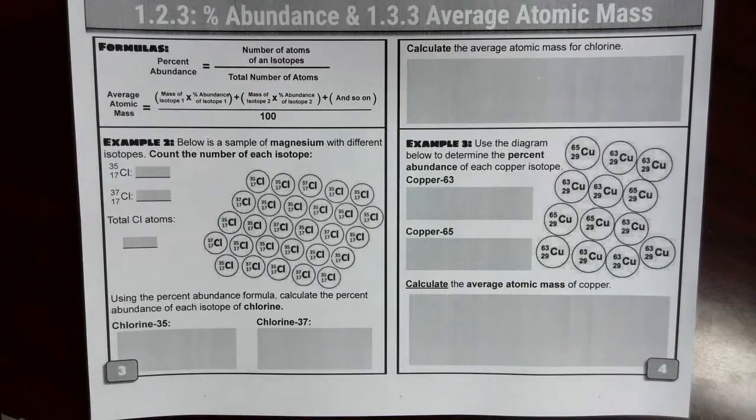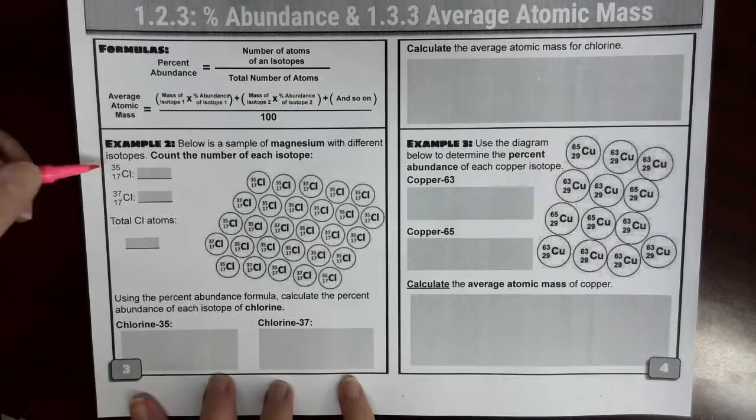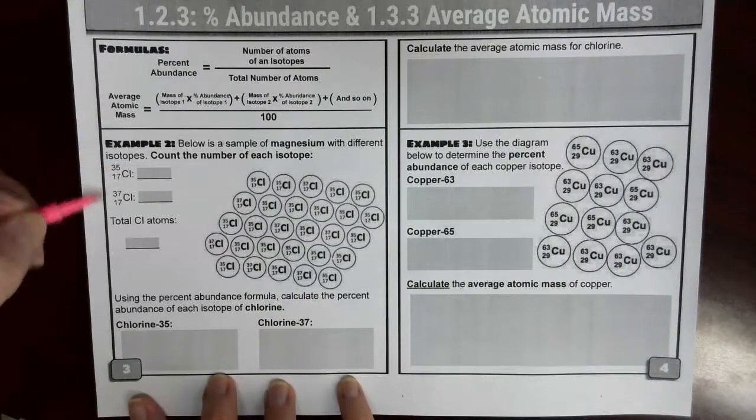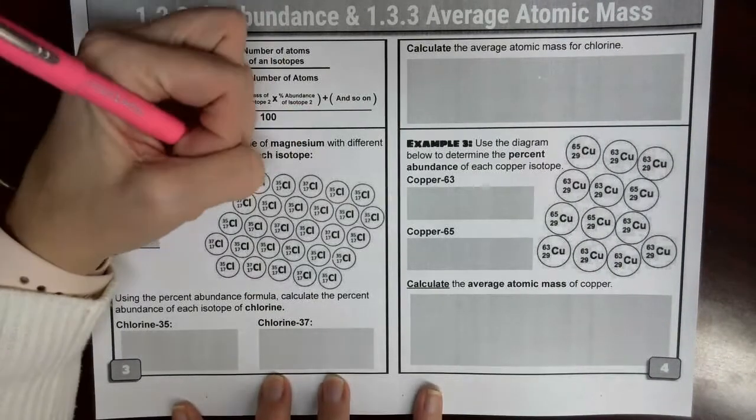Okay, I'm going to go over the answers to the practice for percent abundance and average atomic mass. So if we take a look here, we're going to do the same thing that we did before. We're going to make our counts. And so I have two different isotopes of chlorine, 35 and 37. So let's look for all the 35.